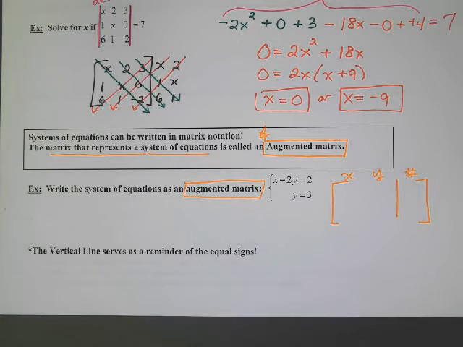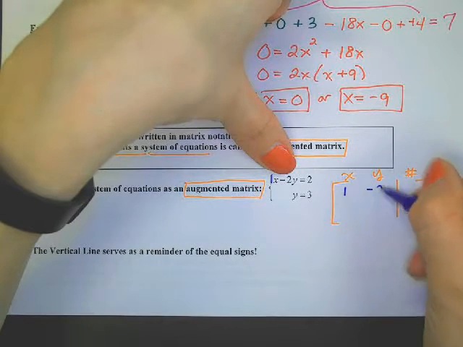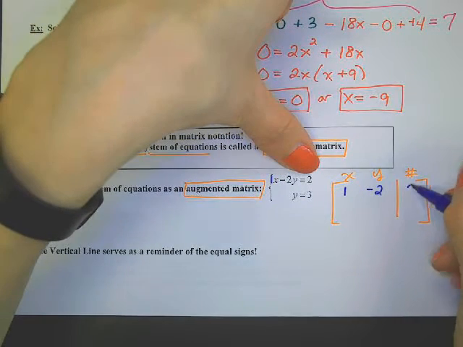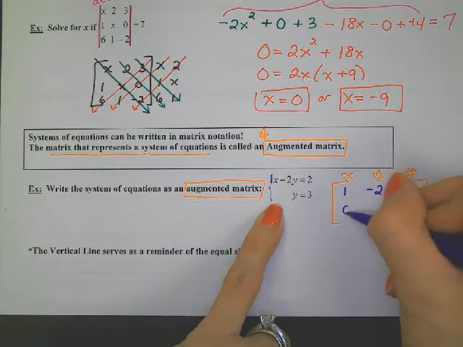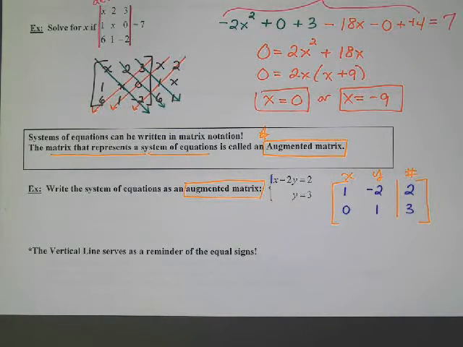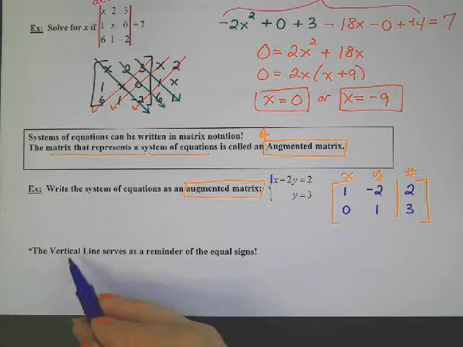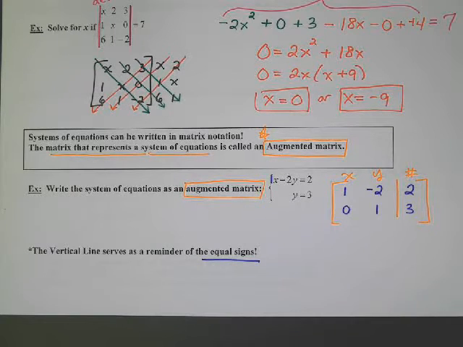Then you simply take your system of equations, you take the coefficients. It's 1x, I'll put a 1 there, y gets -2, and the value there is 2. In the second equation, there are no x values, so that's going to get a 0, that's going to get a 1y, and that'll get a 3. And that is the augmented matrix. Very easy to do. You just take the numbers and you put them in a box form. And the vertical line serves as a reminder of the equal signs. Okay, that's called the augmented matrix.